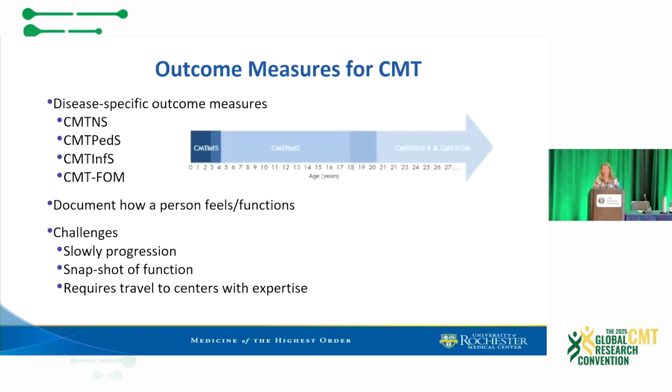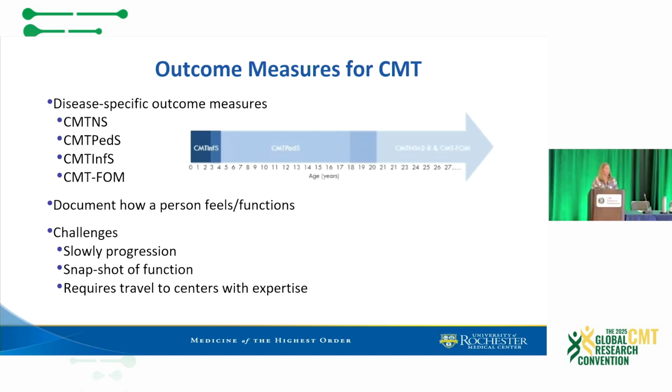So we've heard a little bit about outcome measures, and they're certainly important for clinical care. They are important in documenting how CMT changes over time, and they're also obviously important for measuring efficacy in clinical trials. We do have several types of outcome measures that have been developed and validated for use in CMT, and you've heard a little bit about them this morning. The CMT neuropathy score, the CMT pediatric score, the CMT infant score, and then the CMT functional outcome measure.